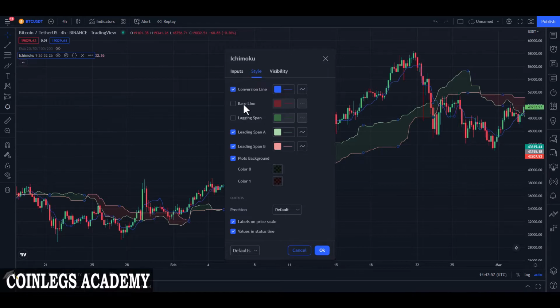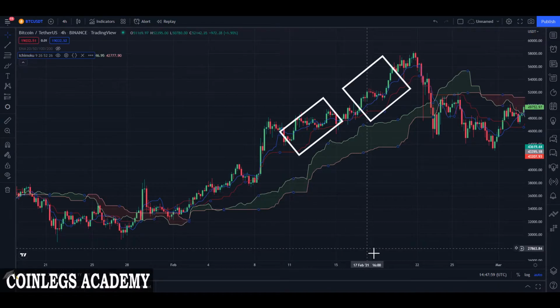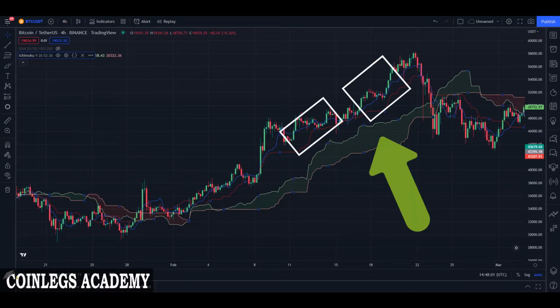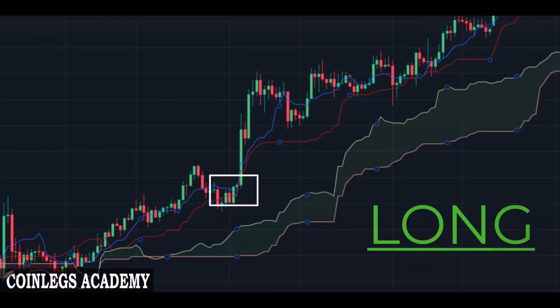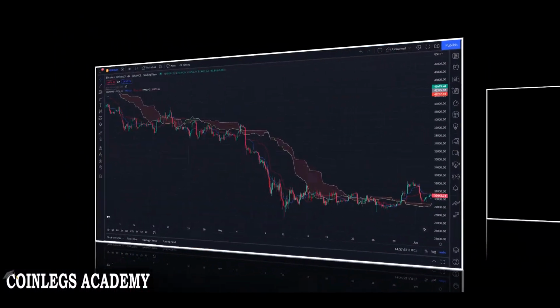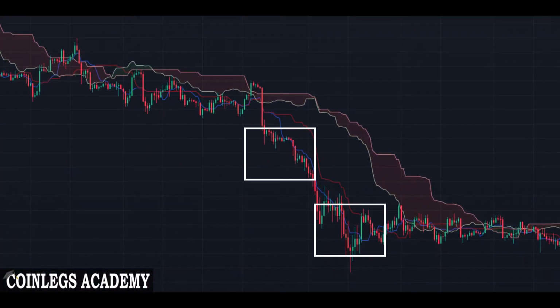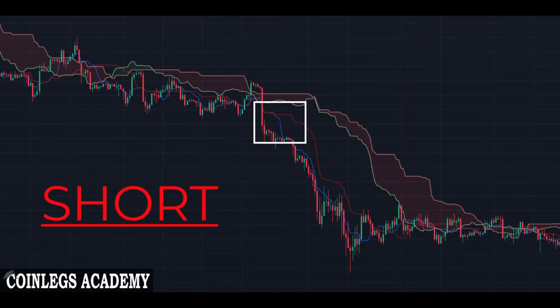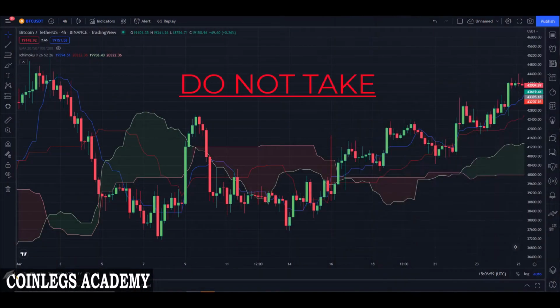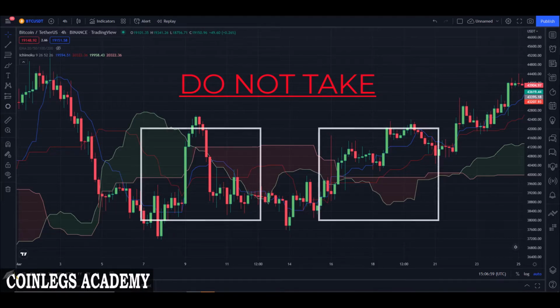Now let's combine all of them. If candles are above the cloud and the conversion line crosses above the baseline, we can take a long position. If the candles are below the cloud and the conversion line crosses below the baseline, we can take a short position. And always be careful, do not take trades when the candles are inside of the cloud.